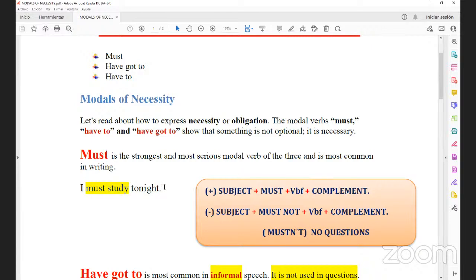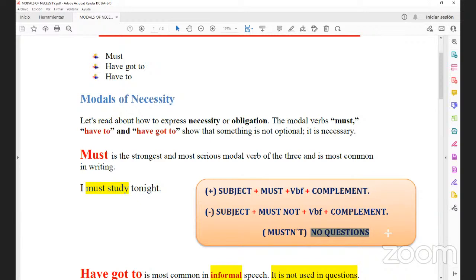How can we make sentences with this auxiliary? With must, we can make affirmative sentences or we can make negative sentences. But we can't make questions. So we don't have questions with must. So: subject, must, verb in base form, and the complement. Negatives: subject, must not, verb in base form, and the complement.